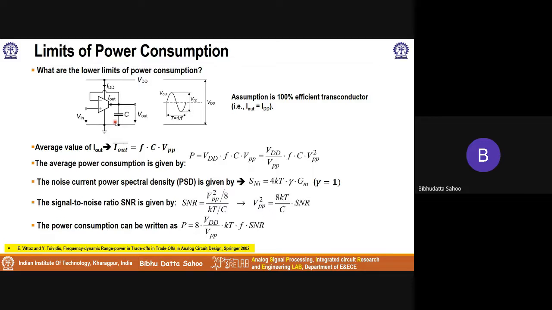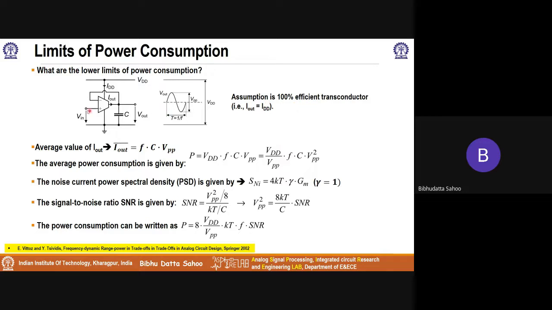Okay. Now, the supply voltage is defined as VDD over here, and input voltage is given to this. And the output voltage is at the output of the integrator. Now, what is shown here is the output swing, which is given as V peak to peak. And we assume that the output current that is charging and discharging the capacitor to give you this swing is equal to the current being drawn from the VDD. So this assumes that there is a 100% efficient transconductor, which is not really true.